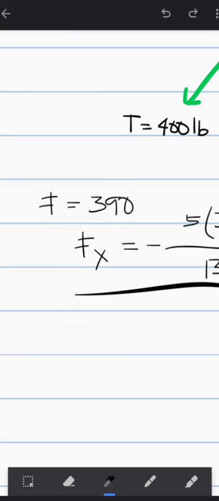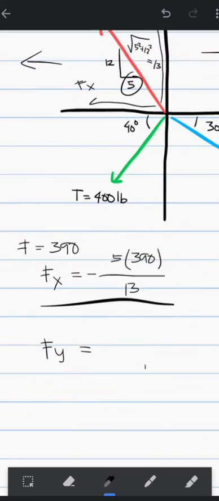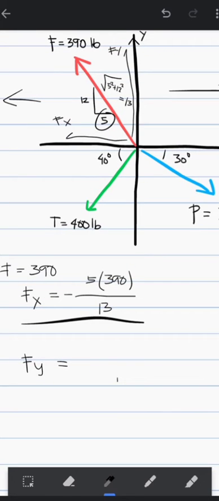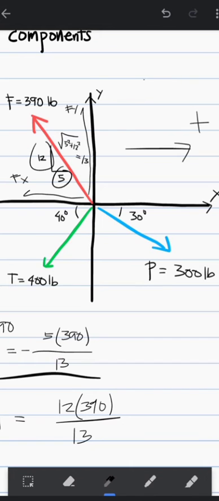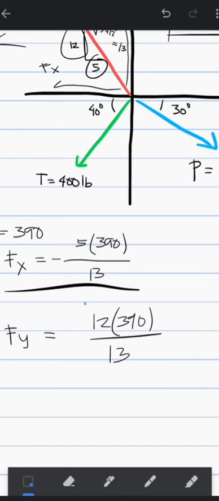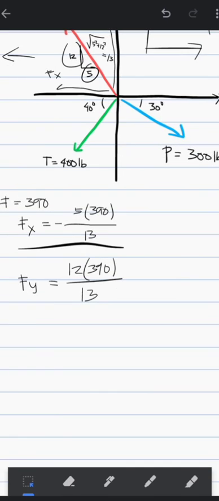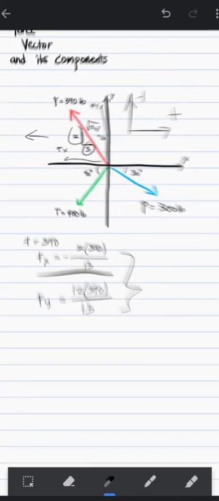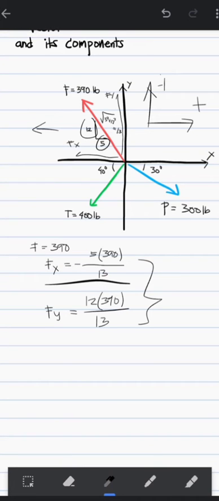Now for f of y, it's this 12 times the magnitude 390 all over 13. And it's going upwards. Since we assume that going upwards is positive, this is now the answer. This is now the magnitude of f of x and f of y.